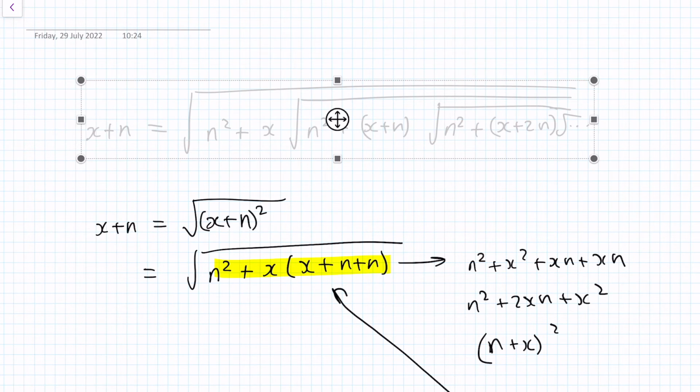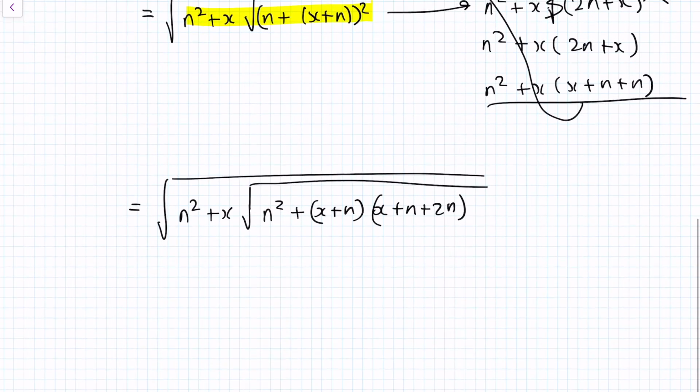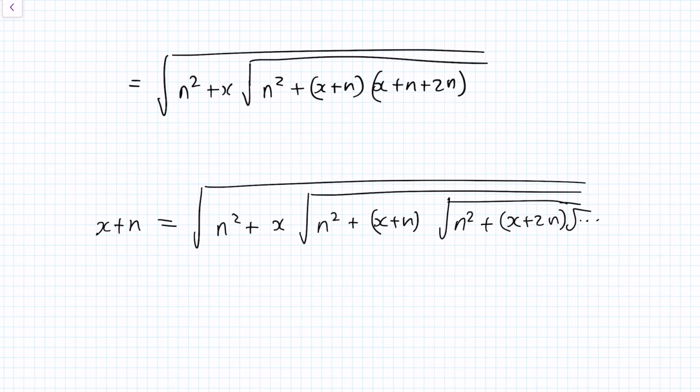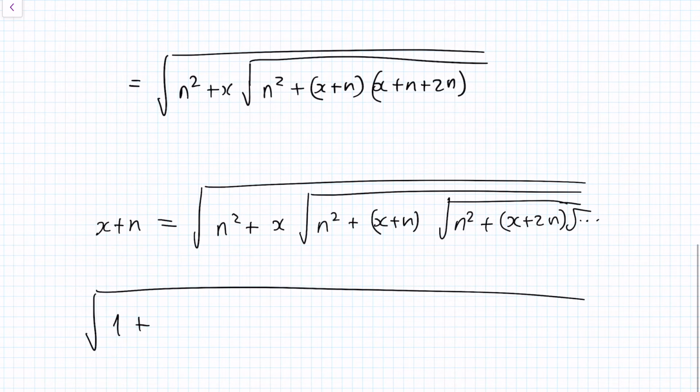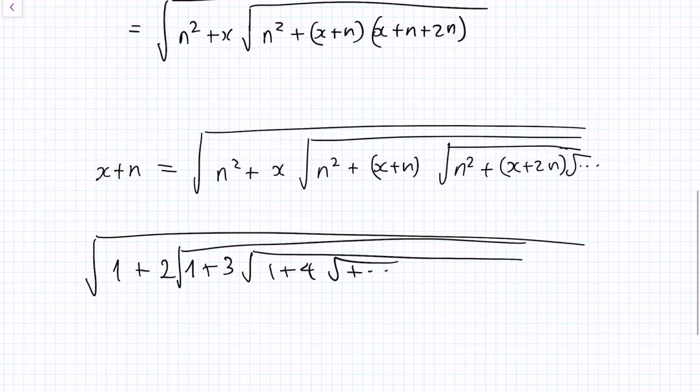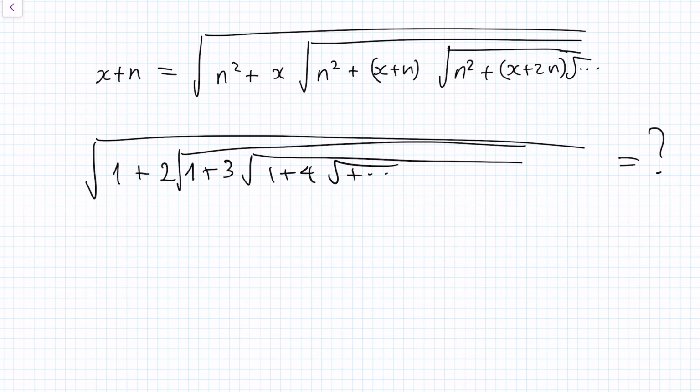Let me copy and paste this to here. Okay. So the question is, we have square root of 1 plus 2, and then square root of 1 plus 3, square root of 1 plus 4, square root of 1 plus, and so on, right? So what is this equal to? Okay, well, I'll give you a minute to think and try to solve, and then we'll solve it together.